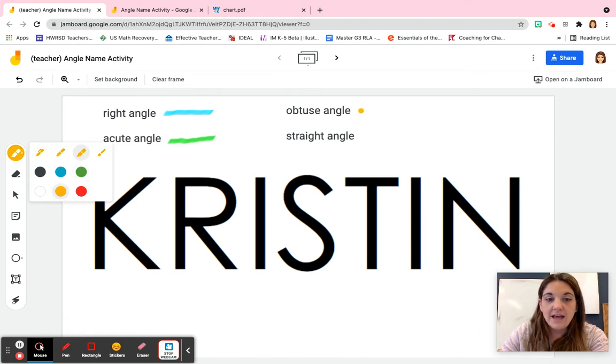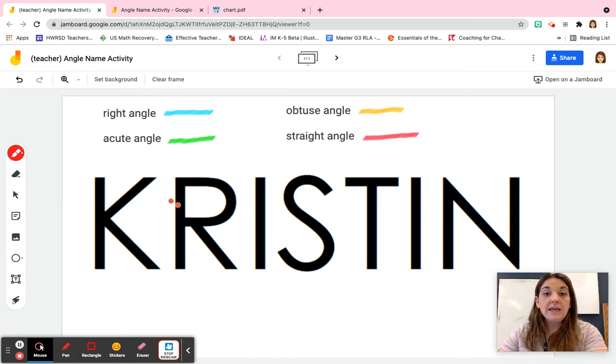Anything in this yellowy, orangey color is going to be obtuse. And obviously what's left is red, and those are going to be my straight angles. So notice I made a little key up here at the top. Right angles are blue, acutes are green, obtuses are yellow, and straight is red.